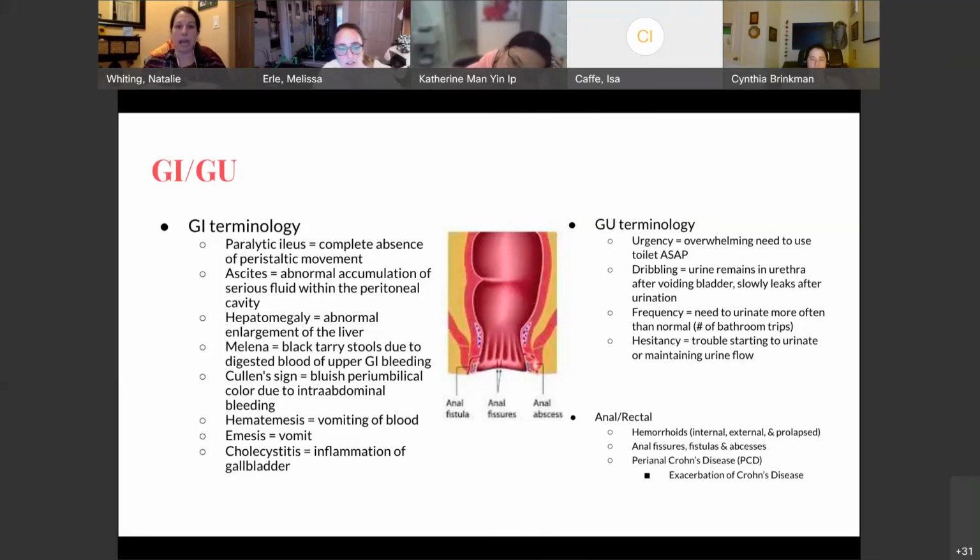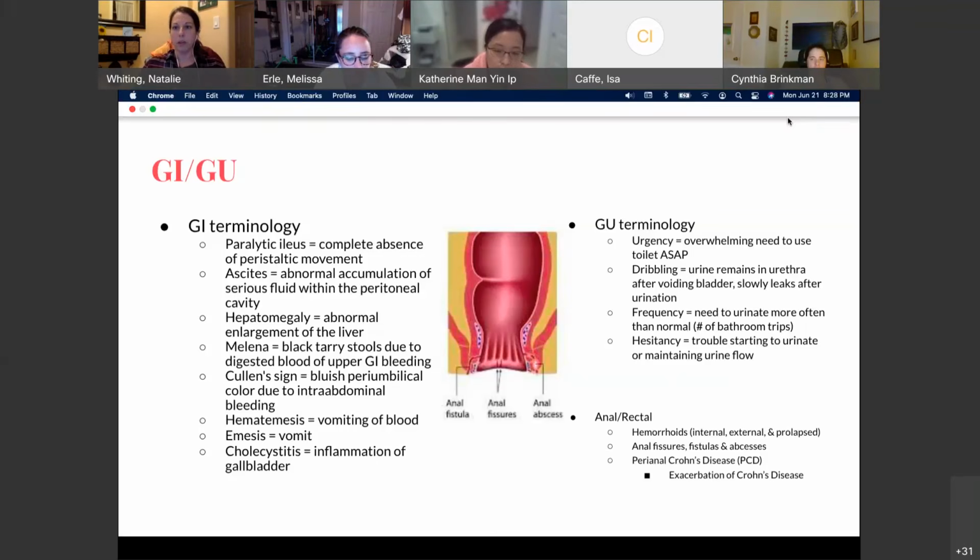Hepatomegaly is the abnormal enlargement of the liver. Melena is tarry stools, and this is because there's an upper GI bleed. Cullen's sign is a bluish periumbilical color due to intra-abdominal bleeding. So it's going to be around the umbilicus area, and it'll look like a bruising, right? Hematemesis is vomiting of blood, and then emesis is vomit. Cholecystitis is inflammation of the gallbladder.